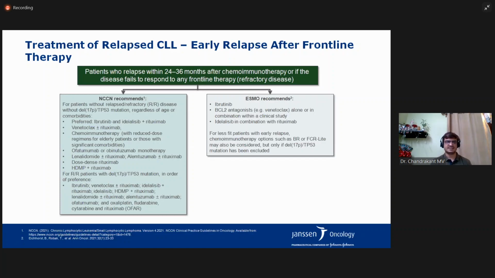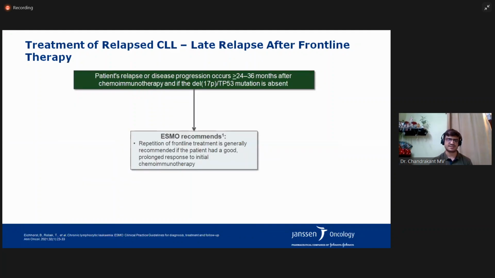So these are the guidelines in NCCN and ESMO. You can see a lot of names: ibrutinib, idelalisib plus rituximab, venetoclax plus or minus rituximab, chemoimmunotherapy of ofatumumab, obinutuzumab, rituximab plus lenalidomide, high-dose methylprednisolone plus rituximab, and so on. So if you have a p53 mutation, then the best way is a BTK inhibitor like ibrutinib or acalabrutinib, and we have venetoclax plus or minus rituximab, idelalisib plus rituximab, idelalisib monotherapy, high-dose methylprednisolone and rituximab, and so on. So I'll be discussing these combinations later.